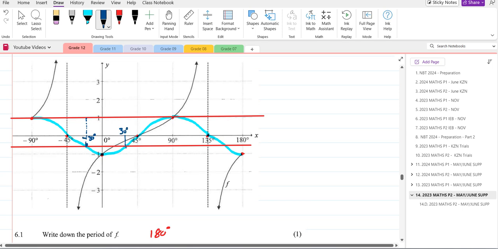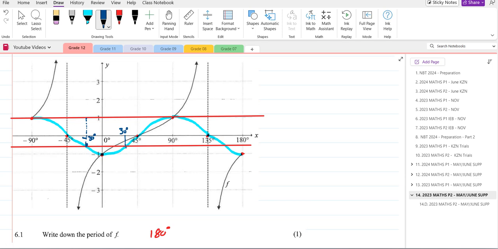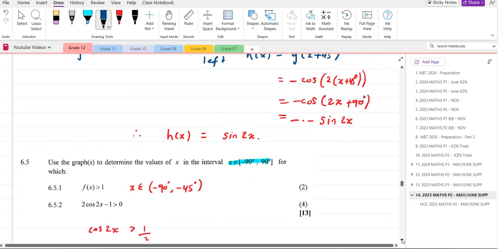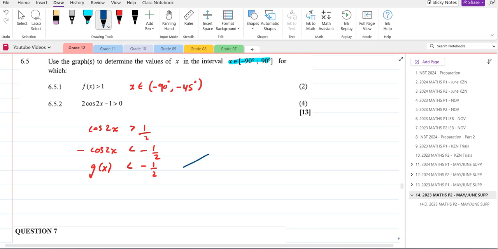Because we only want an answer between minus 90 to 90. So from negative 30 to 30, not including negative 30 to 30, that's my answer. So the answer is x is an element from negative 30 degrees to 30 degrees. I hope you guys understood that.